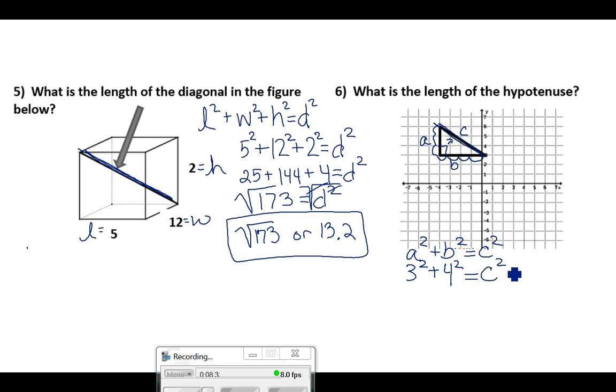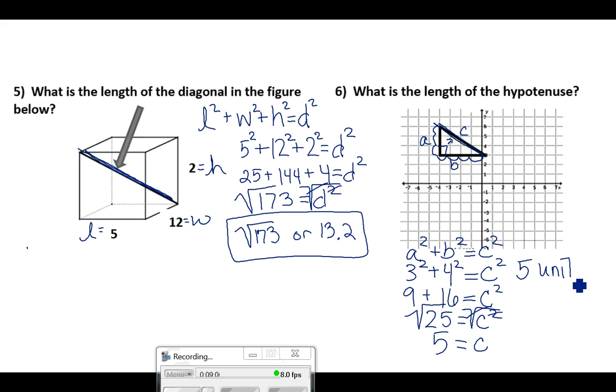So 3 squared is 9. 4 squared is 16. And bring down the C squared. Now we add 9 plus 16, and that is 25 equals C squared. We're not looking for the measurement of the square off of side C, we're looking for C. So we have to take the square root of both sides. That cancels, and we're left with 5 equals C. And that would be the measurement of your hypotenuse, 5 units.